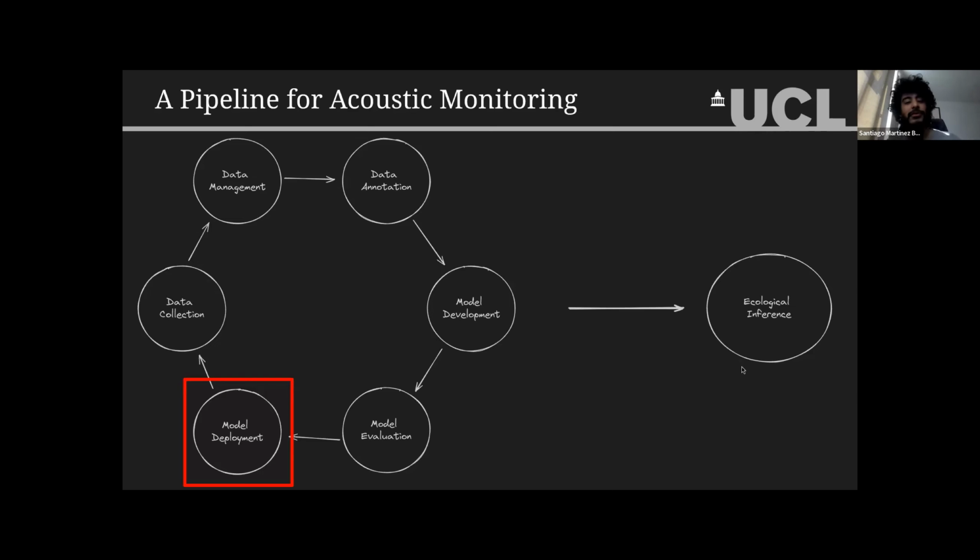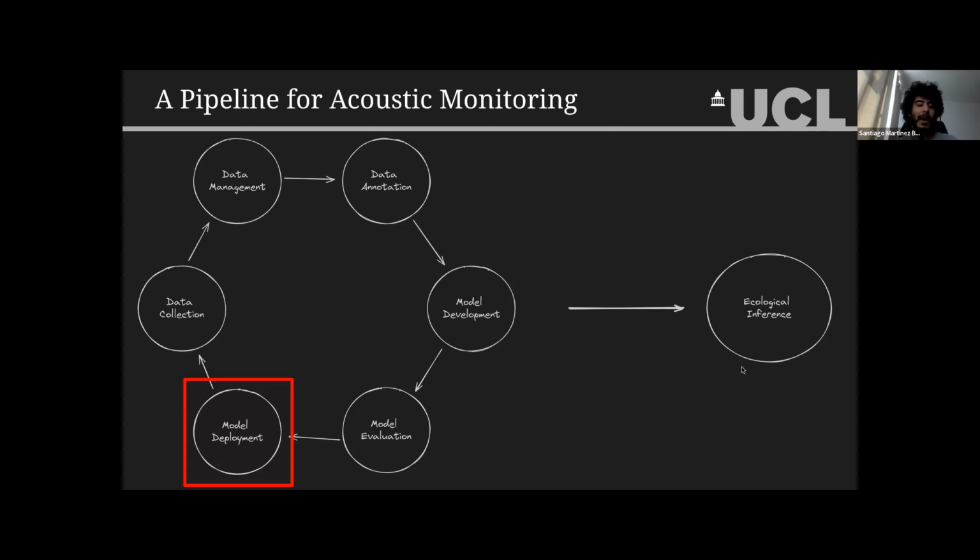This process is also iterative, so it doesn't end with model deployment. Once you have a new model, you see which are the weak points of the model, what data you need to collect next, and what other things you can do. So it's actually just iterative.